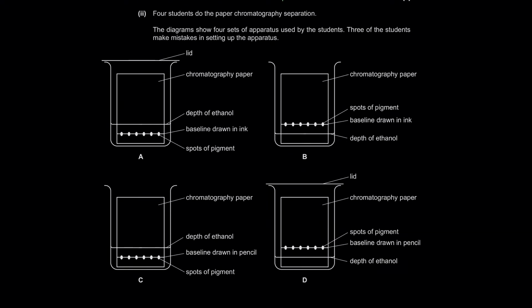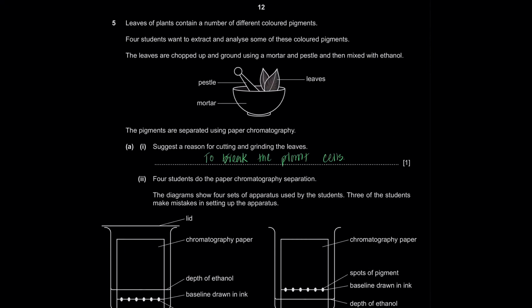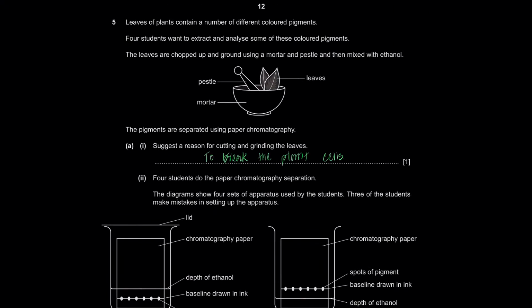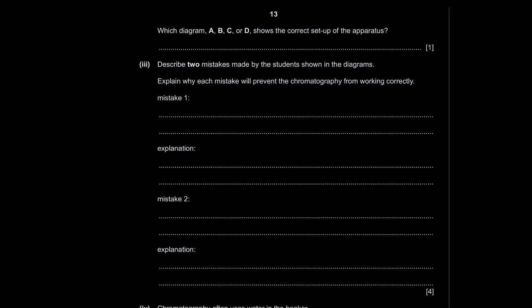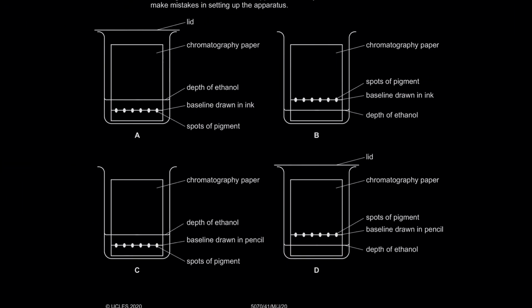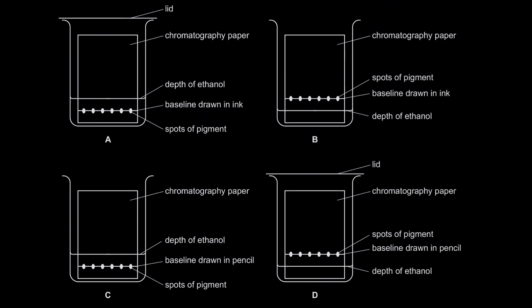Okay. 4 students do paper chromatography separation. The diagram shows 4 sets of apparatus used by the students. 3 of the students make a mistake in setting up the apparatus. Okay, so essentially an MCQ. Which diagram shows the correct setup of the apparatus? Okay, let's take a closer look. That's the line, that's the ethanol solution, ethanol solution, right? And what else is different is they have lids.